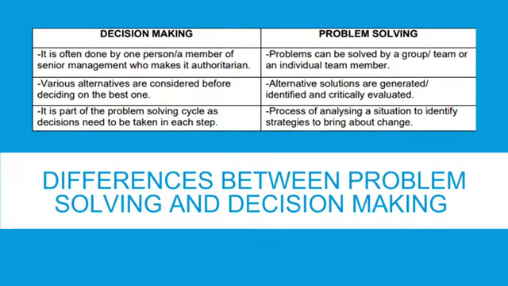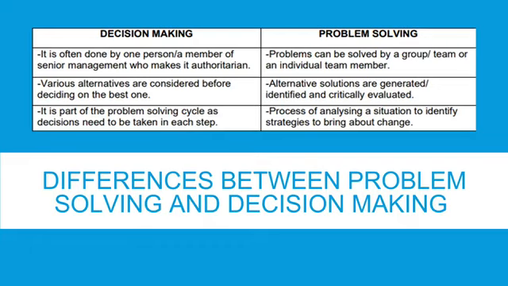Now take note, when you're looking at the table that's been given to us there, the first 2 need to be associated with each other. So they need to be opposites. So let's have a look at the first one. It says decision making, and then problem solving on the right. Firstly, decision making is often done by one person or a member of senior management who makes it authoritarian. So meaning that they make the decision.